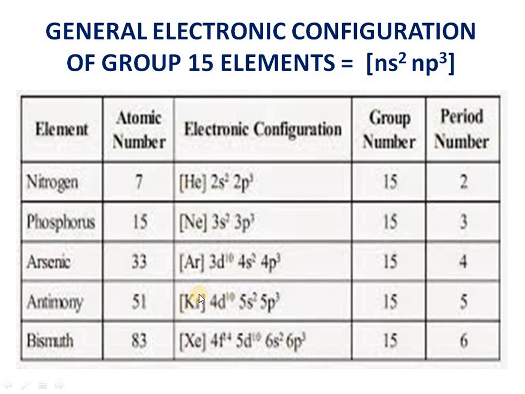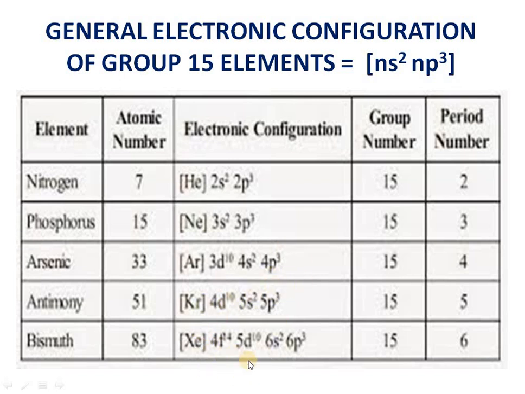Okay, so what is the important thing we are discussing here in period number 4? You can see that d orbitals are being filled. This is the important thing we need to remember, and it will be used. And in the last period, if you see, 4f filling is starting.